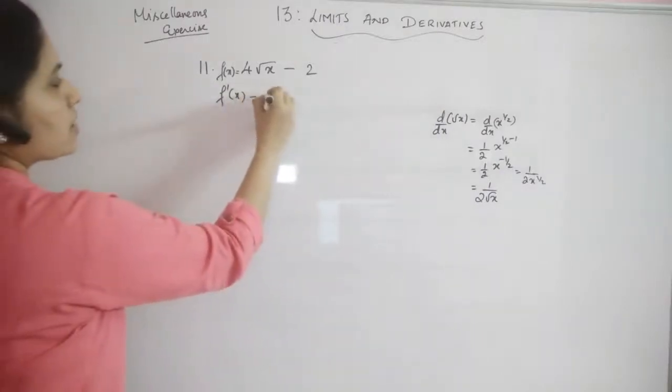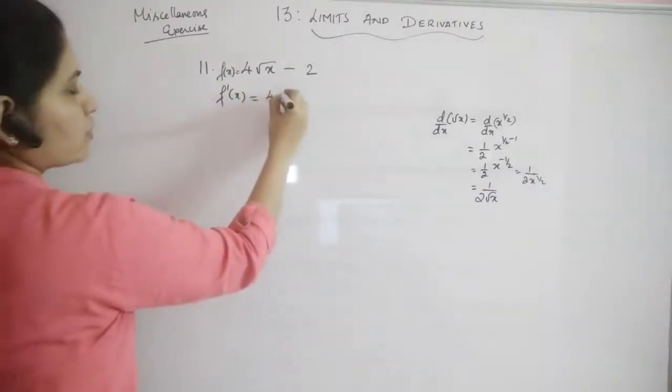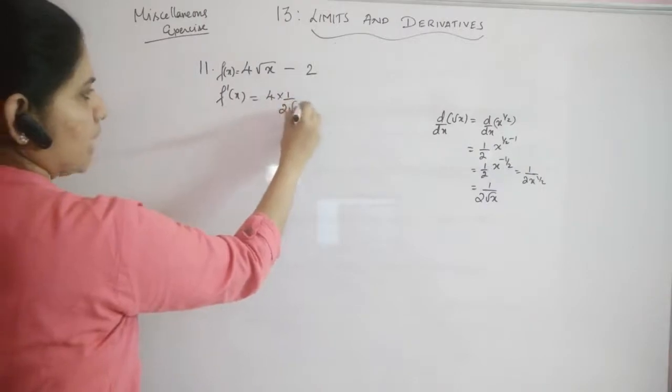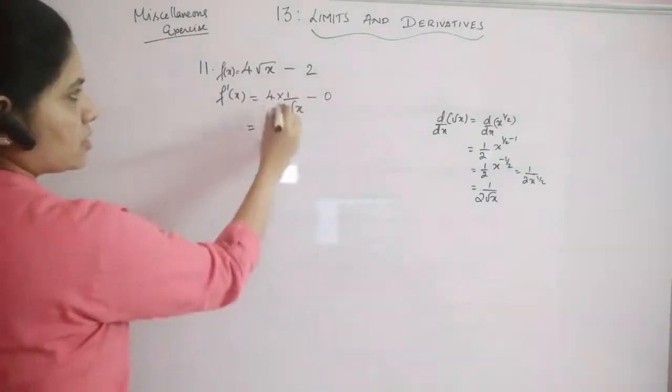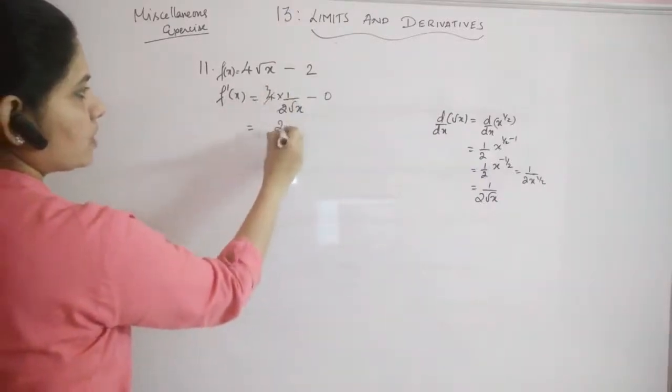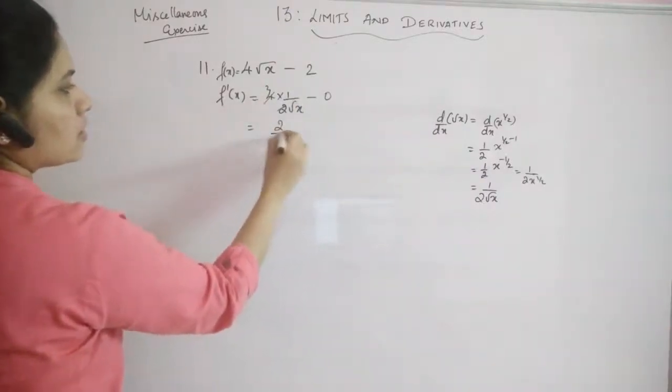So here you will get 4 into derivative of root x, which is 1 by 2 root x, minus derivative of 2, which is a constant, is 0. So you are getting what? 2 by root x only.